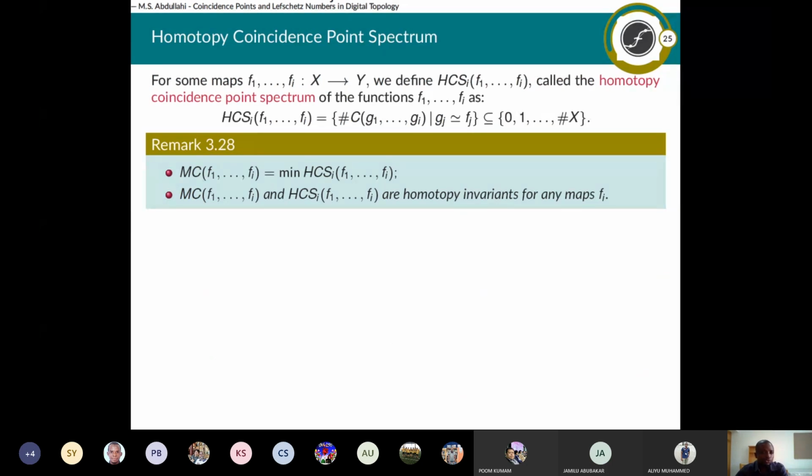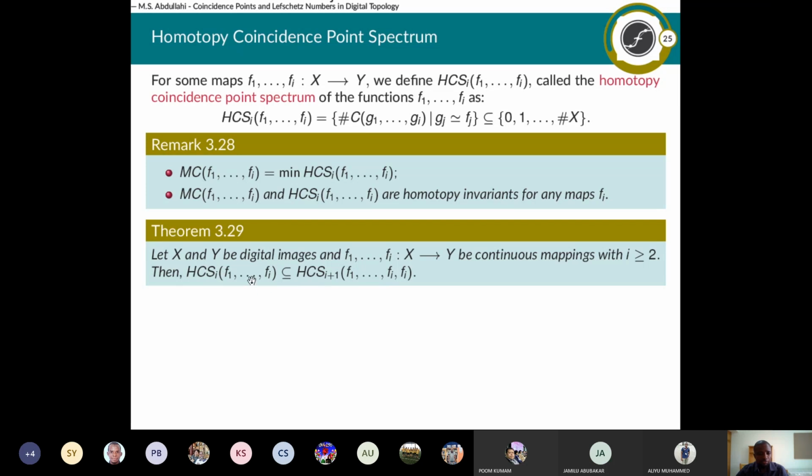Now I will introduce a homotopy coincidence point spectrum, which is almost similar to how I defined the common fixed point, homotopy common fixed point spectrum. And we found out that the minimum number of coincidence points is always a minimum of this homotopy common fixed point spectrum. And we know that the minimum number and the homotopy coincidence point spectrum are homotopy invariant for any mapping on our image X.